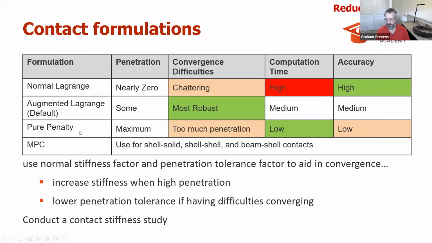And similarly, if you're looking to speed things up really a lot, you might switch to a pure penalty contact, which has lower computation time, but may lead you to too much penetration or issues there. And then finally, using MPC contacts for shell solid and shell shell and beam shell contacts is a recommended practice as well. And as you're going through your contact formulations and looking at contacts and convergence, sometimes it's useful to change the normal stiffness factor and or the penetration tolerance to aid in convergence. And along those lines, conduct a contact stiffness study if you're running into those sorts of issues. And that's where you simply vary the contact stiffness and see if it changes both your convergence and or your results in terms of accuracy.